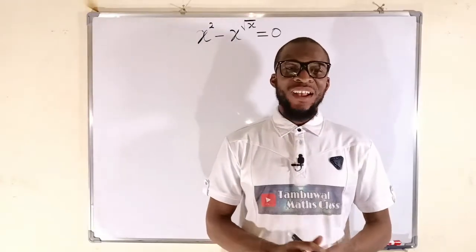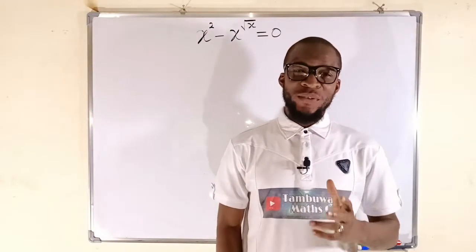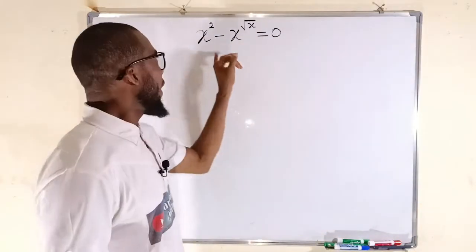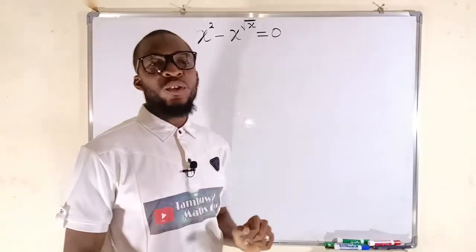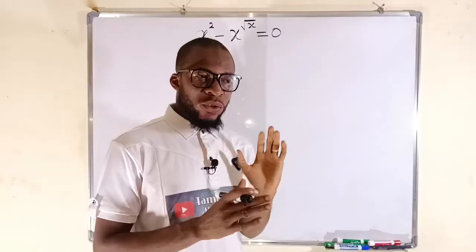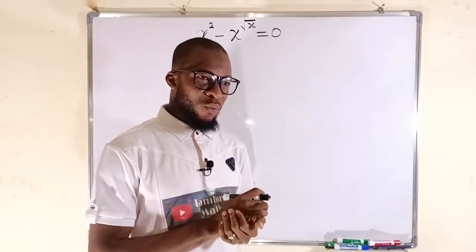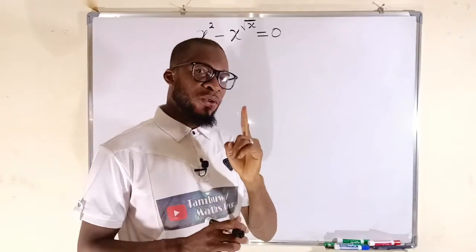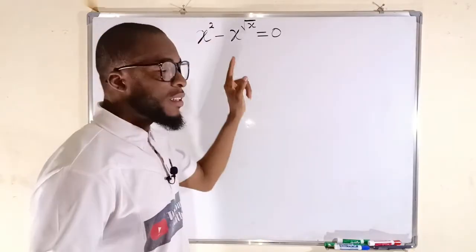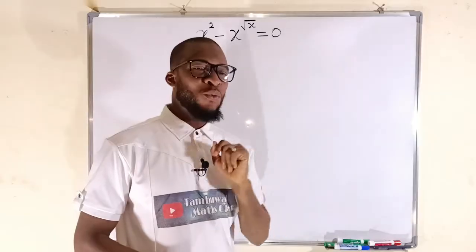Hello dear viewers. In this tutorial we are going to find a solution to this exponential equation, and the equation is x squared minus x raised to the power of the square root of x equal to 0. If we solve this equation by factorization, we are only going to obtain one solution, but I know we have two solutions because 4 can satisfy this equation, likewise 1.